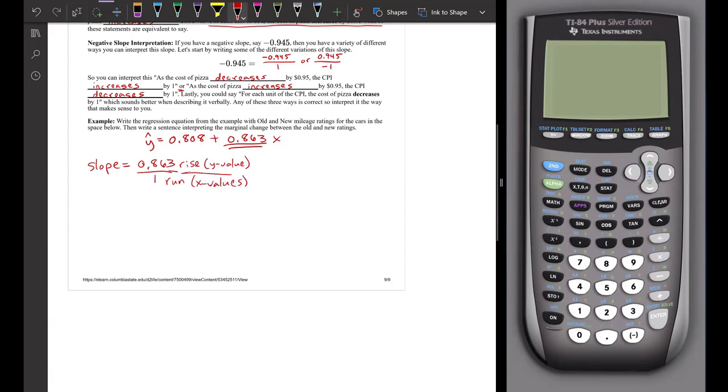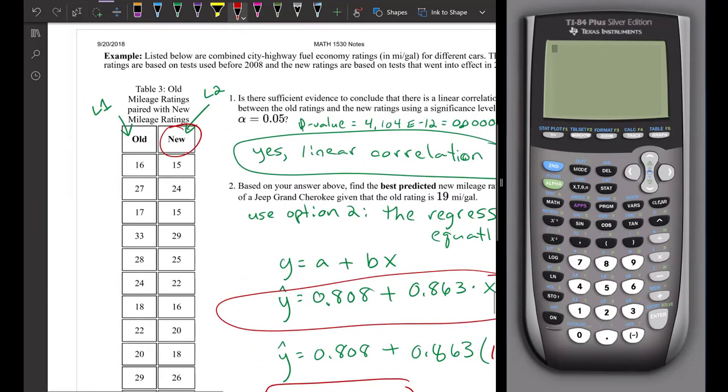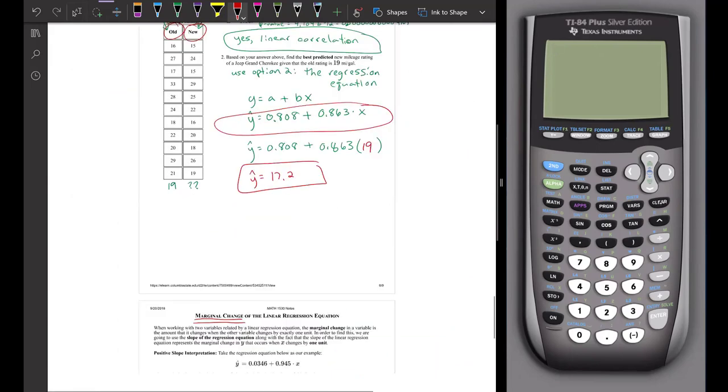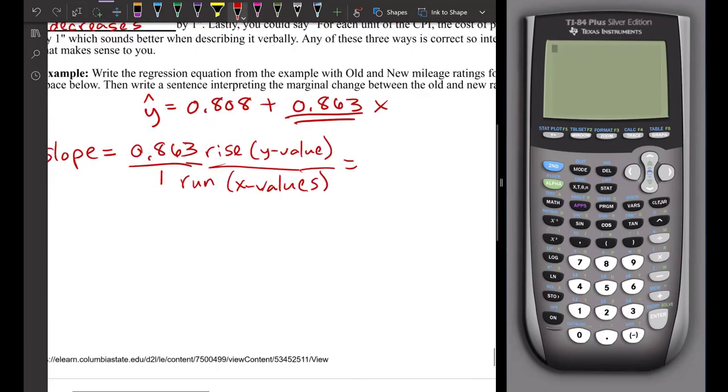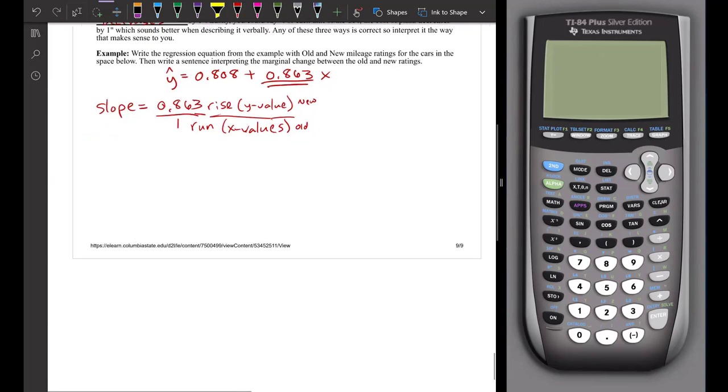Right there. Well, y values from that last problem, the y values were the new ratings, and the x values were the old ratings. So new is on top, and this is the old on bottom, right there. Okay. So here's how we're going to interpret this.